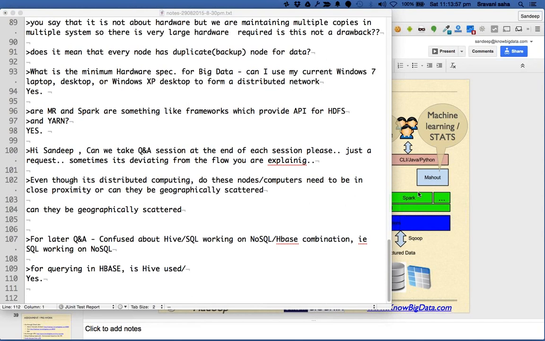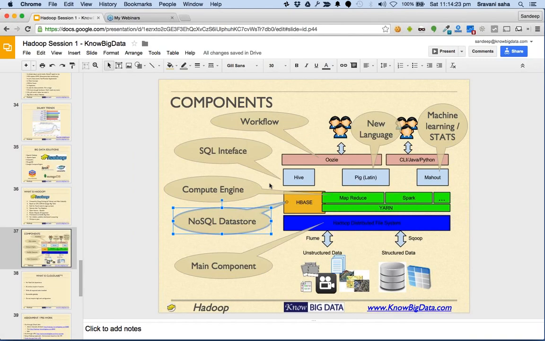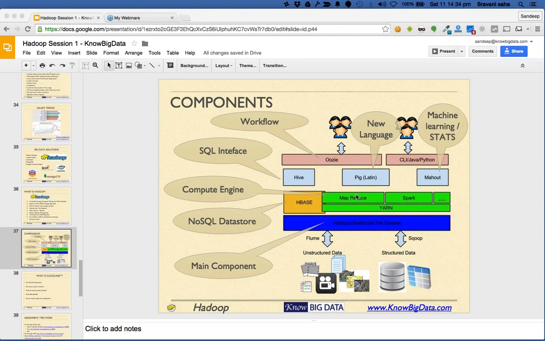All right, any other questions at this point? No questions. Moving on then. All right. So any questions on HDFS, Yarn, MapReduce, Spark, HBase, Hive, Piglatin, Mahout, Uzi, and then Flume and Scoop? Any questions?